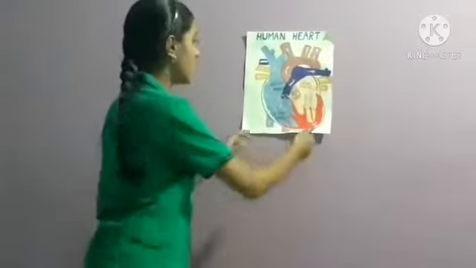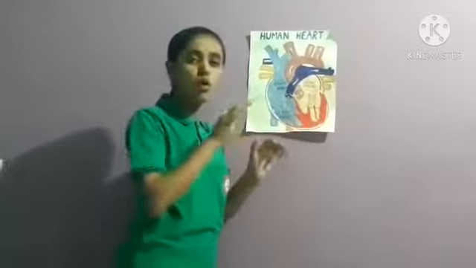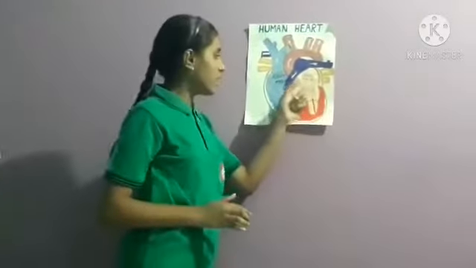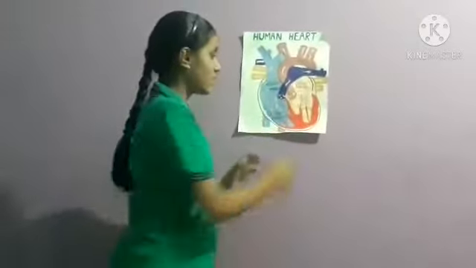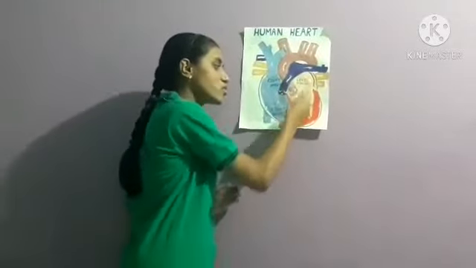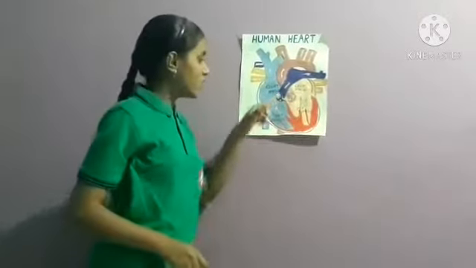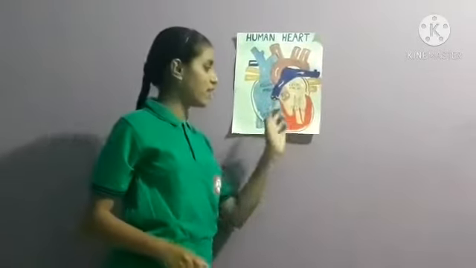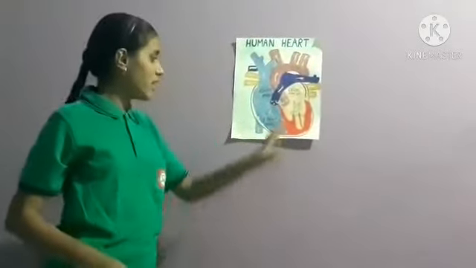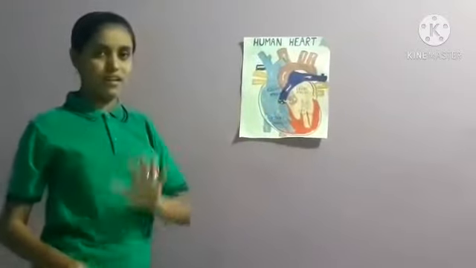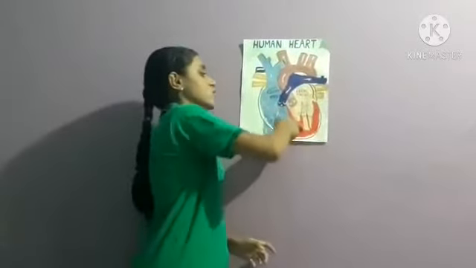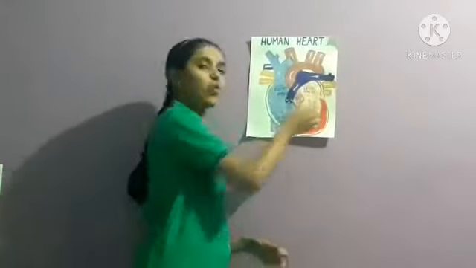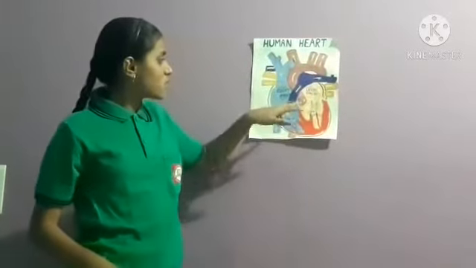See again, when the left atrium relaxes, it receives blood from the pulmonary vein, and when it contracts, the blood moves towards the left ventricle. When the blood is received by the left ventricle, the left ventricle is relaxed. And when the left ventricle contracts, the oxygenated blood is pumped from the aorta to the whole body.